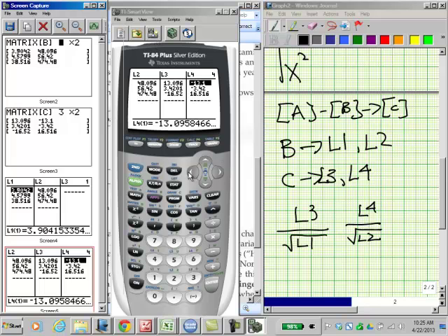So, I'm going to go to L3. I'm going to go to the top. I'm going to say L3 divide by the square root of L1.